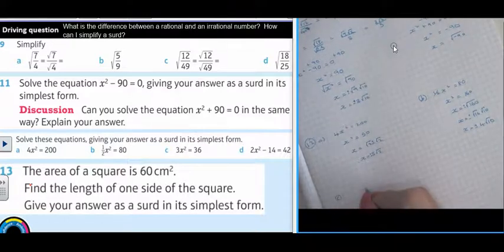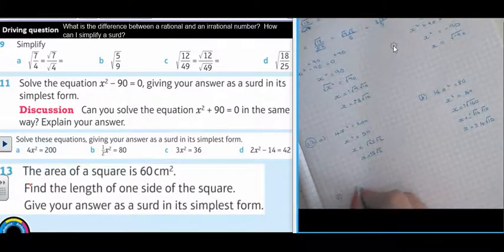You see, 3x squared equals 36. Divide by 3, x squared equals 12. Square root, x equals plus or minus root 12, which can be simplified to 2 root 3.